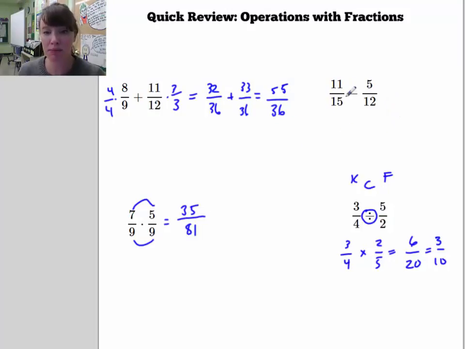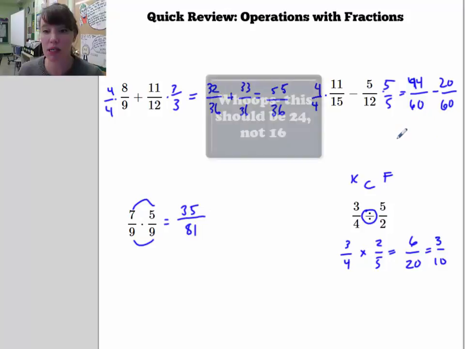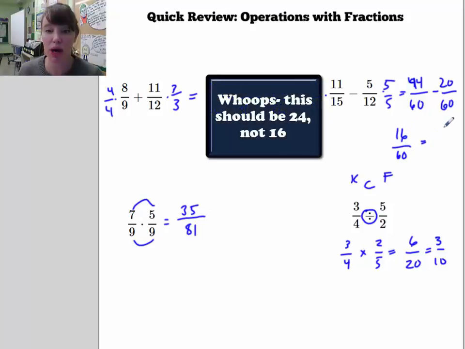Okay, the lowest common multiple of 15 and 20 is going to be 60. So I multiply this by 4 over 4 and this by 5 over 5 to get 44 over 60. Oops, that's 44 over 60. And we get 25 over 60. Let me just make this a little bit better all around here. So we have 44 over 60 minus 20 over 60. So this is going to be 16 over 60, which you can go ahead and reduce to 8 over 30. I think that's as far as you can reduce it.